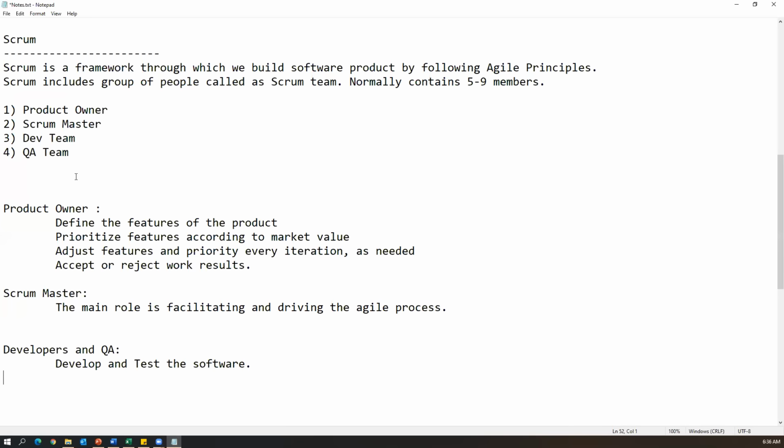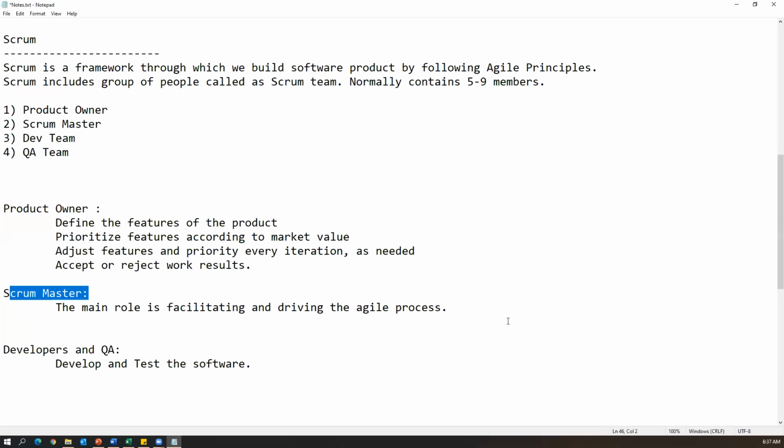So these are the main roles we have in scrum: product owner, scrum master, dev team, and QA team. The product owner is responsible for writing the requirements and features. How will he know that? He will always talk to the customer, get the input from the customer, and write everything. The scrum master is the guy responsible for facilitating and driving the agile process. He will take care of the entire process, acting as a leader. He will make sure everyone is following the process properly. If there are any blockers, any miscommunication between the team, or any other issues, he is the responsible guy to solve those issues.